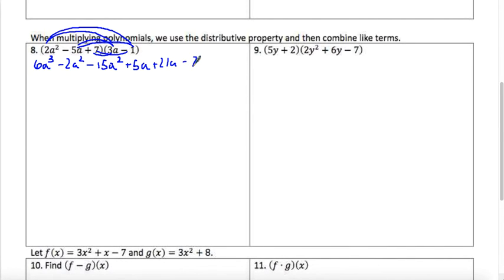So it's like FOIL, except there's a middle term, and there's not some nice little acronym to remember how to multiply all of them. And now we just need to combine like terms. So there's only one cubic term, so that one can just be brought straight down, 6a to the third. We have 2 quadratic terms, negative 2a squared minus 15a squared, and that is negative 17a squared.